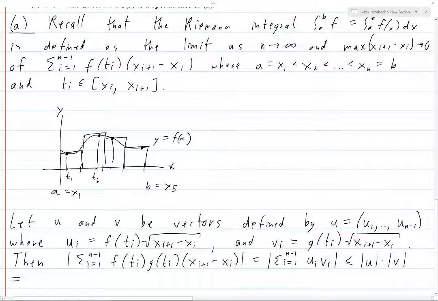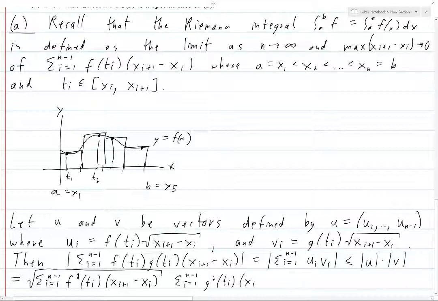And what is the norm of u? It's the square root of the sum from i equals 1 to n minus 1 of, we take each of the ui's and square them. So we take f of ti and square it, we get f squared of ti. And we square the square root of xi plus 1 minus xi, and we get xi plus 1 minus xi. And again, it's the square root of this entire thing. And then the sum from i equals 1 to n minus 1 of g squared of ti times xi plus 1 minus xi, square root of this entire thing. Okay.